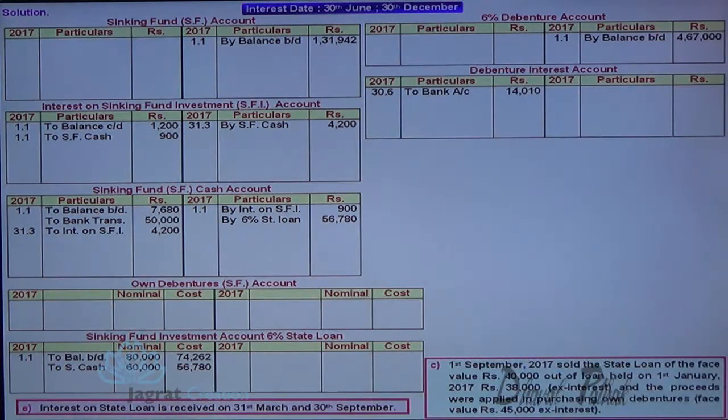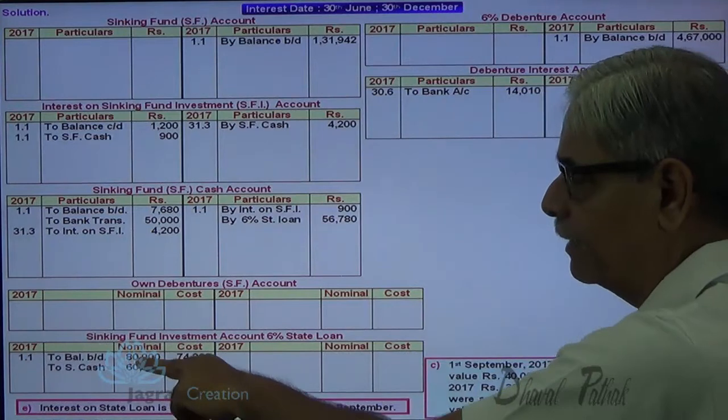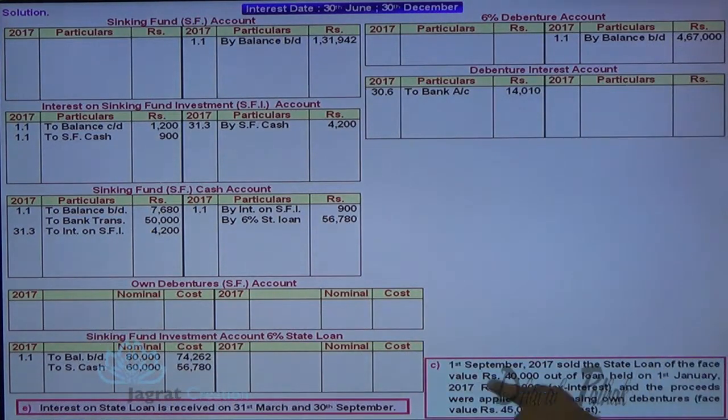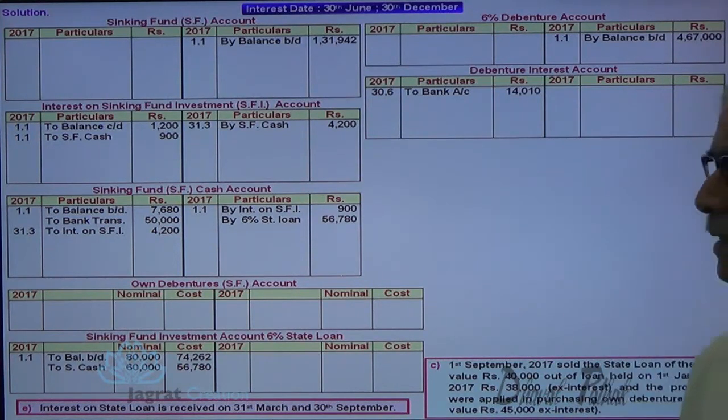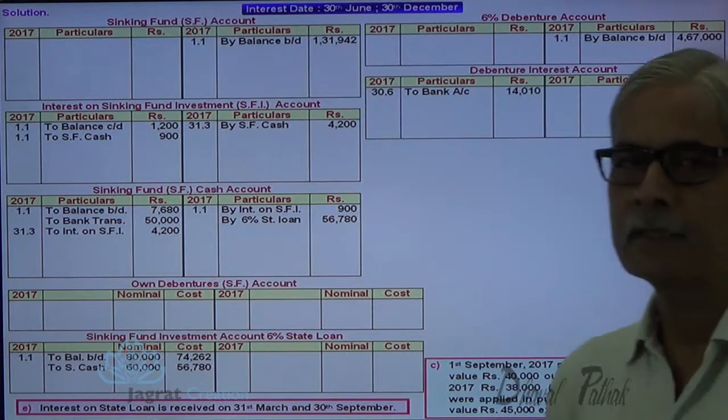So on 1st of September 2017, sold the state loan of the face value 40,000 out of the loan held on 1st of January 2017. On 1st of January 2017, the loan face value was 80,000. 40,000 means half of it is being sold. Is being sold on what date? On 1st of September 2017. And what is the sales value? 38,000 ex interest. And the proceeds were applied in purchasing the own debenture, face value 40,000 ex interest. This is a very important transaction that students should focus on.